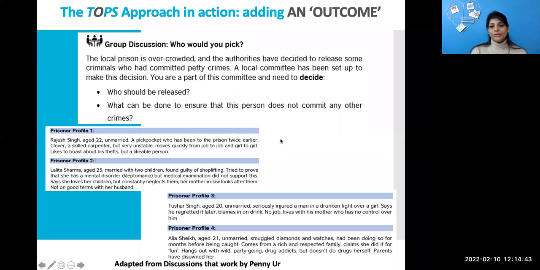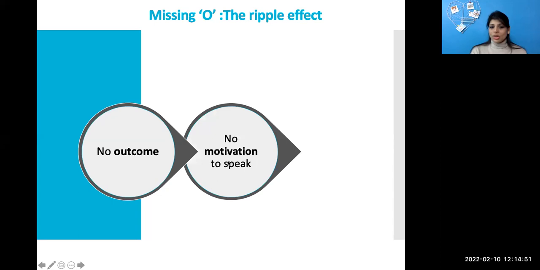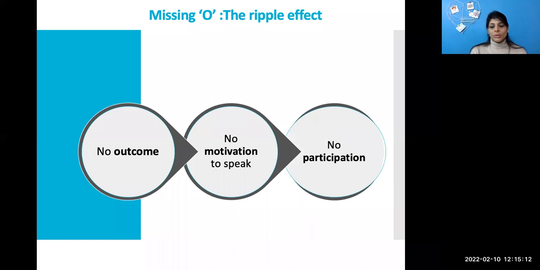So that's the power of adding a realistic outcome. Like I said, if there's no outcome, there's no real motivation to speak. Some of our learners are so intrinsically motivated that they will speak no matter what. And it's great to have such learners in our classes, but not everybody is like that. Sometimes it's important for us to provide that extrinsic motivation, and an outcome can really help with that. So there's more motivation and the participation will be higher. In the absence of an outcome, the participation could be very low or even nil for some learners.